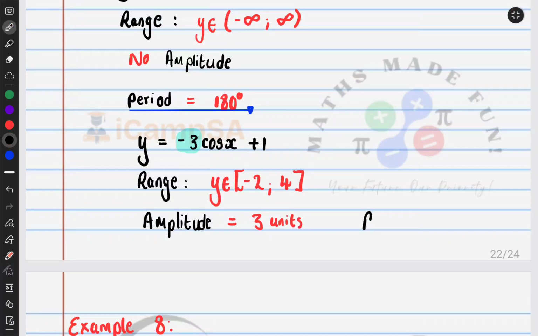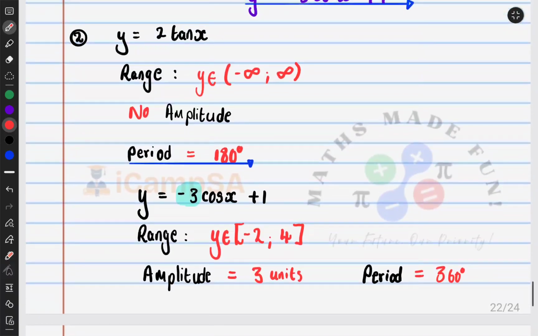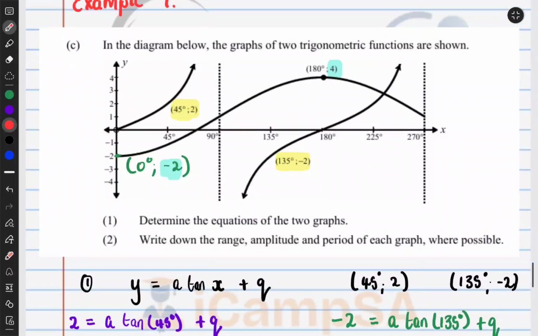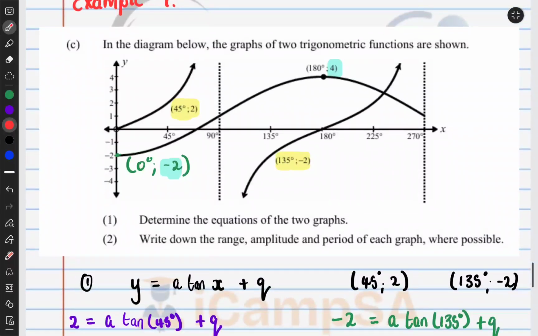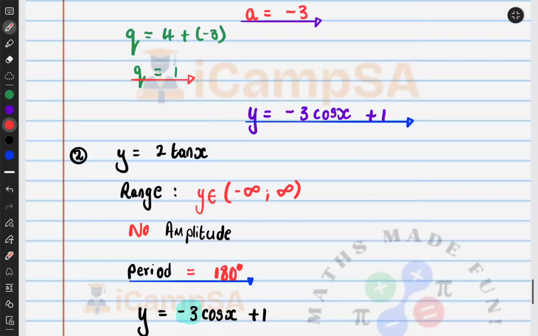And then period, it's a cosine function. The period, I'm going to say, is equal to 360 degrees. That's the period. Okay, and then from there, I think we have answered everything in this question: amplitude, period, and the range. So that is how you go about answering such questions, guys.